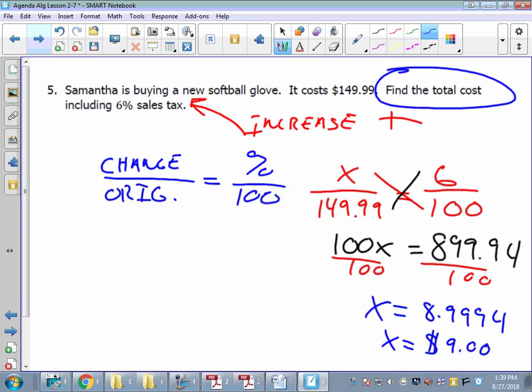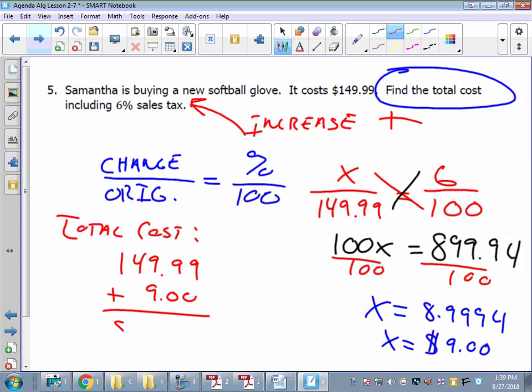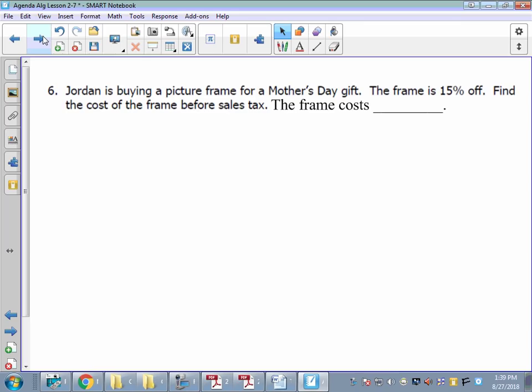But now they want the new price. So we're going to take that 9 and our total cost would be the original $149.99 plus our $9, which means the whole thing together would cost $158.99. Okay? All right.